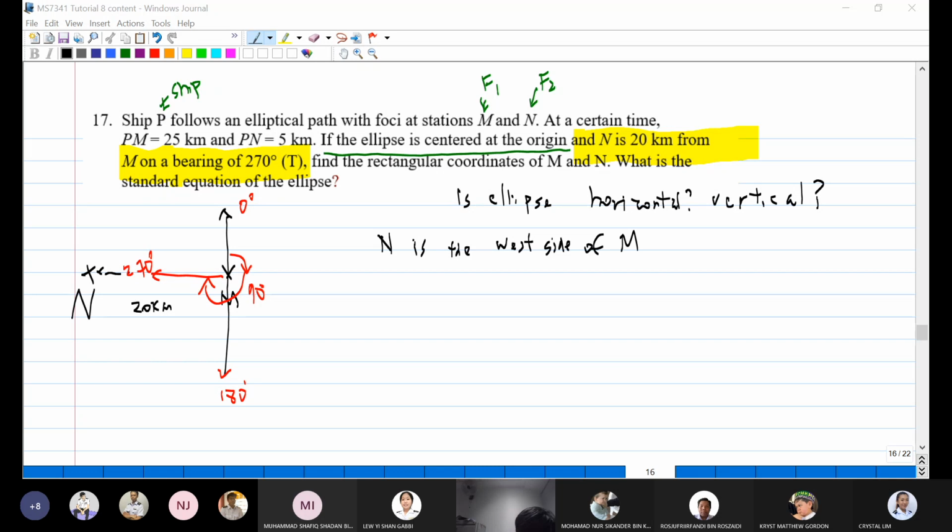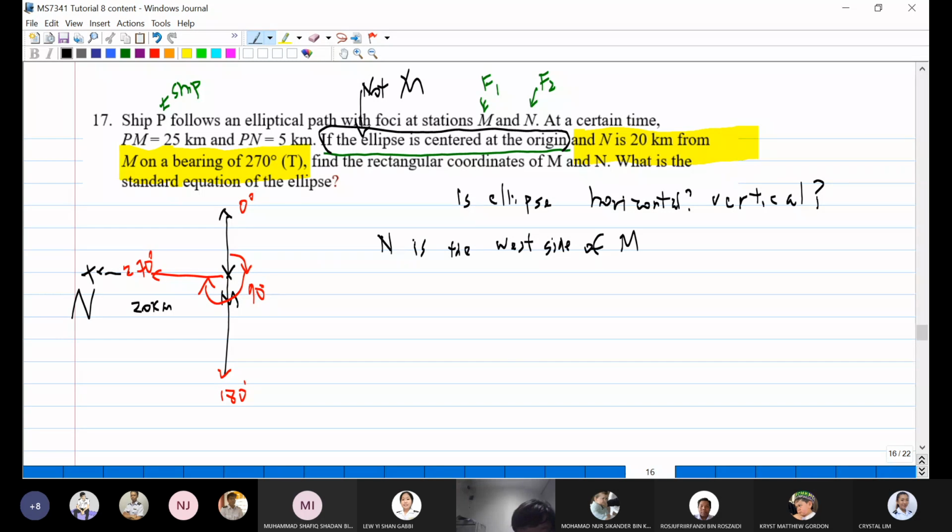Let's read the question here. That's why I read the question. The center, of course, is the center of origin, but it's not the center at M. So it didn't say center at origin for M, right? The ellipse is centered at origin, not M. This ellipse here is centered at origin, but not M. So M is not at the center of origin.